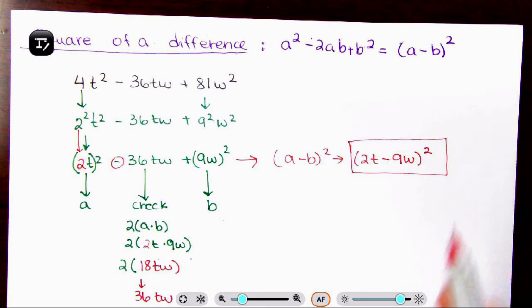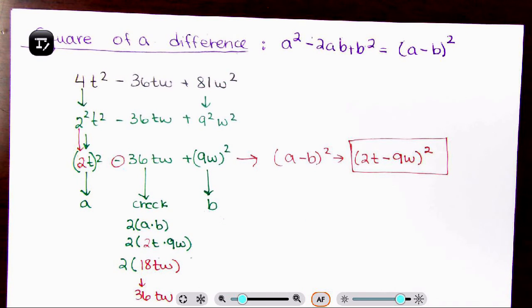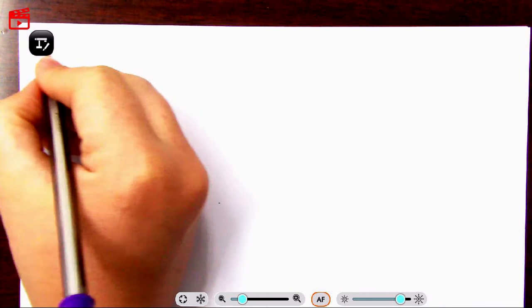So that was the square of a difference. Now we move on to the sum of two cubes. The sum of two cubes and the difference of two cubes are very, very important for you guys to know. They're going to come up a lot. It's one of those things that you will see a lot of times on your test.